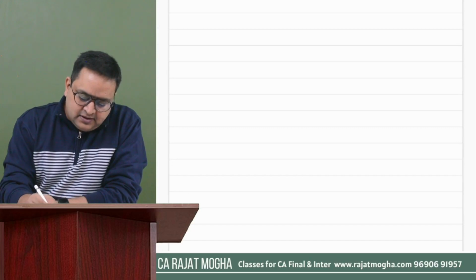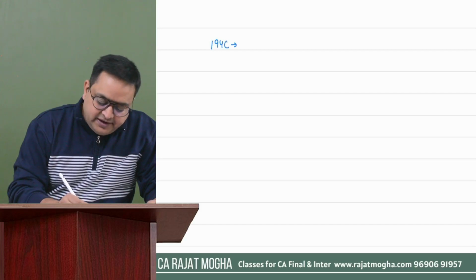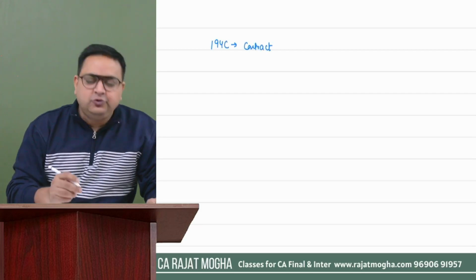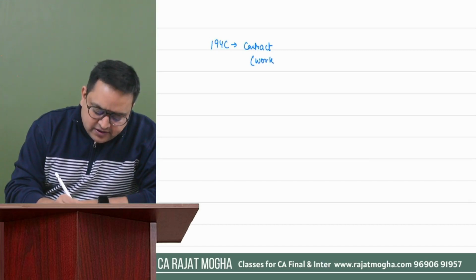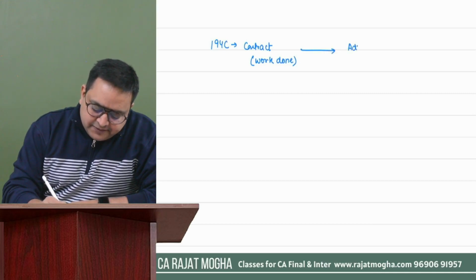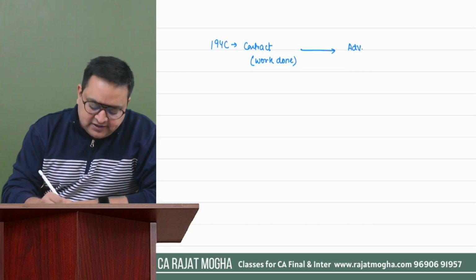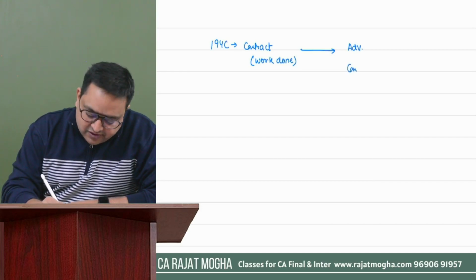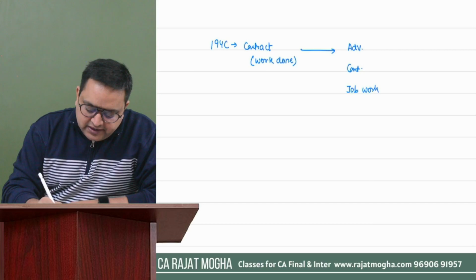See guys, section 194C is related to contract. If you give a contract to someone, what does contract mean? You would like to get some work done. That is called contract. It could be a contract of advertisement, marketing, broadcasting, telecasting. It could be a construction contract also. It could be any job work related contract. It could be a contract of any supply of labor also.